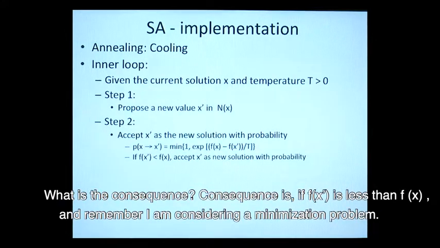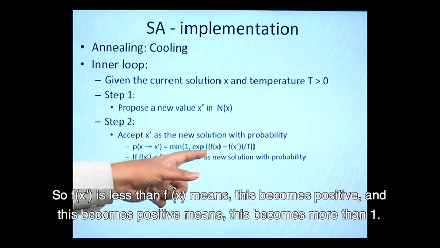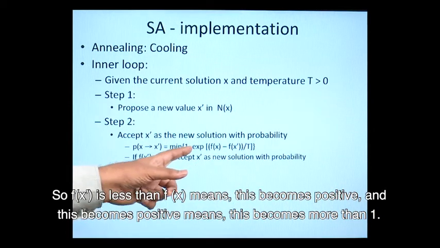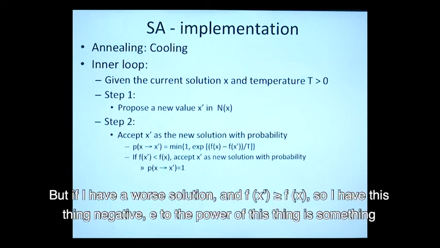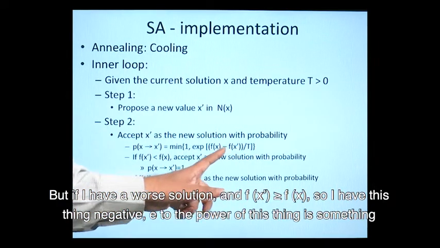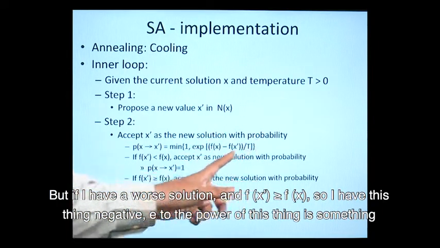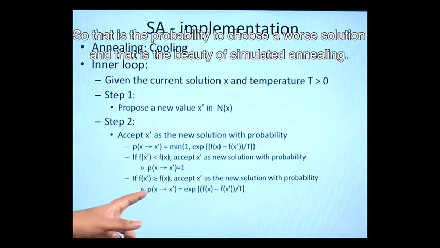What is the consequence? If f(x dash) is less than f(x), and remember I am considering a minimization problem, then this difference becomes positive, and the exponent becomes positive, which means this becomes more than 1, so the minimum value is 1. So if I have a better solution, I always accept it, but if I have a worse solution, f(x dash) more than or equal to f(x), then this exponent is negative, and e to the power of this is something less than 1, and that is the probability to choose a worse solution.